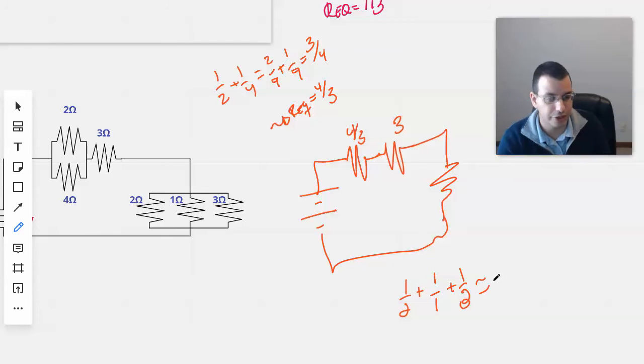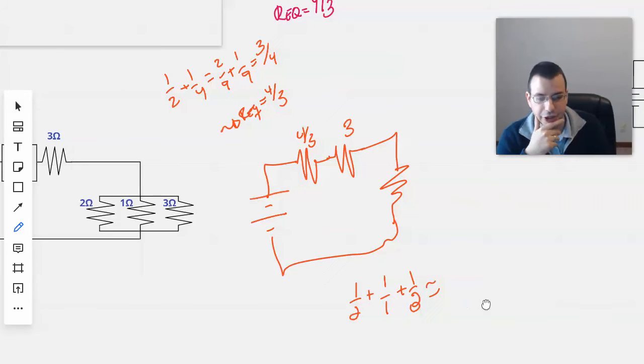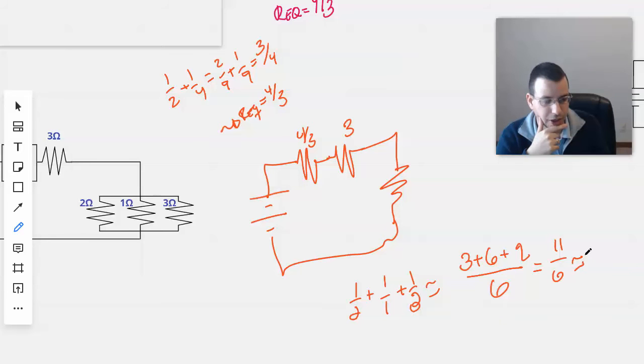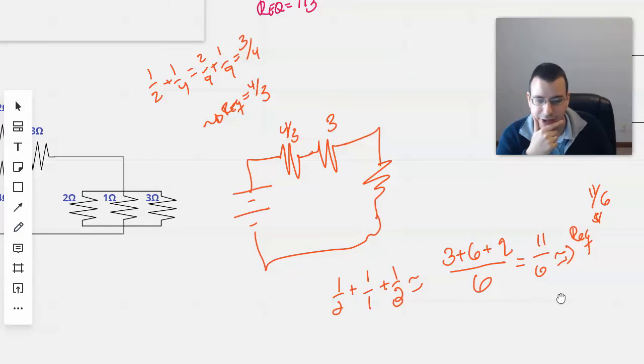Looks like we're going to go for 6 as the common denominator. So we'd have 3 plus 6 plus 2 over 6, which equals 11/6, which implies that the R equivalent would be 11/6, which is a little bit less than, nope, that can't be right. Can't be right. Did I mess something up?